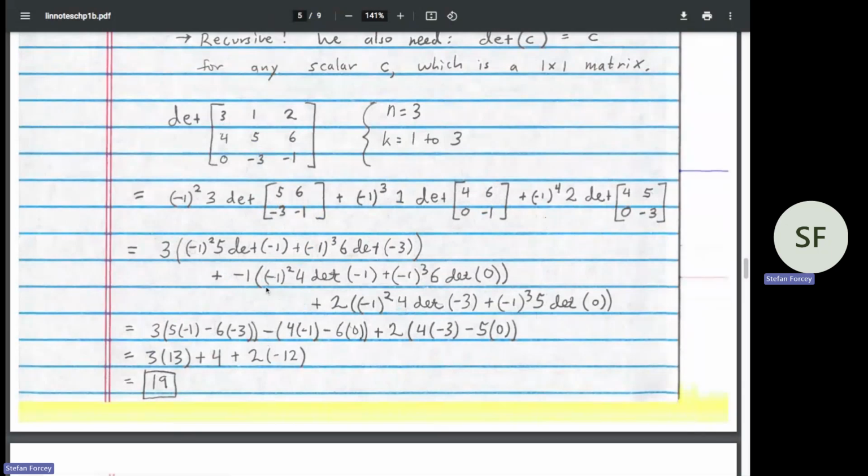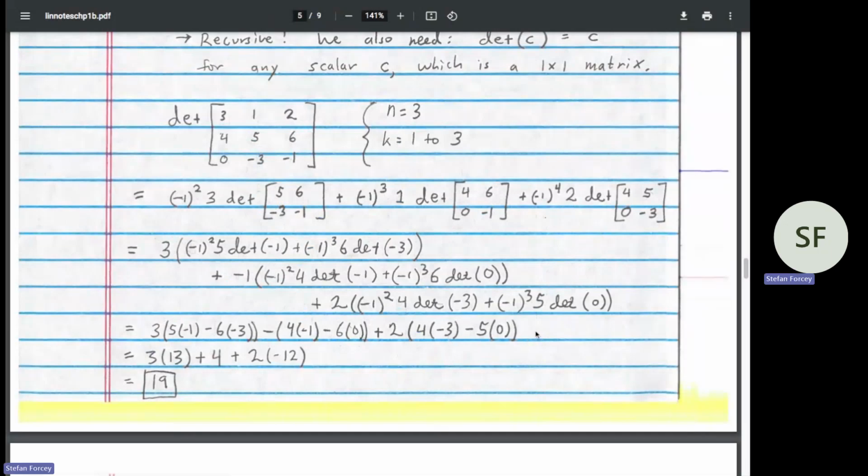Then I have a minus, which is minus 1, and then 4, turning that negative 1 squared into a 1, times the determinant of negative 1, which is just negative 1. So I get 4 times negative 1 minus 6 times 0. That minus comes from negative 1 cubed. And then finally, the 2 times 4 times negative 3 minus 5 times 0.